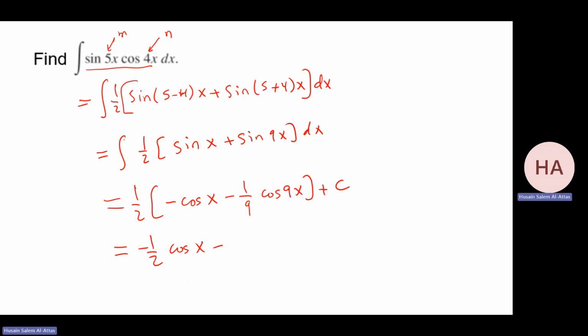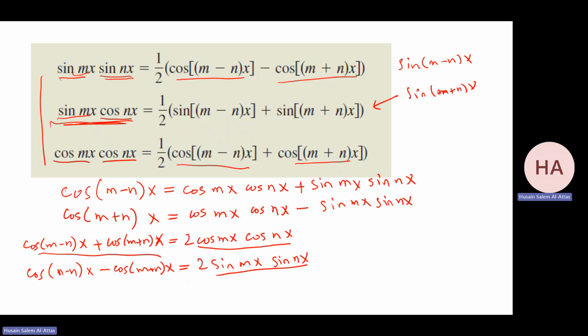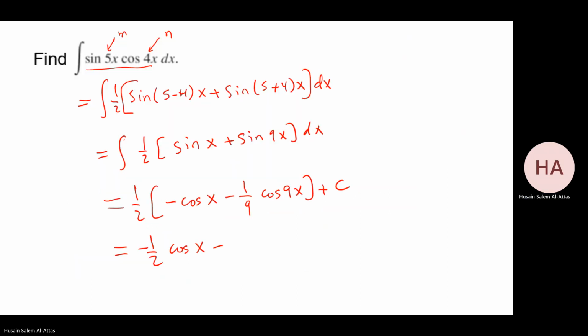Is it sine the sum or sine the difference? It will be sine the sum. Yeah. So that should be minus 1 over 18 cosine 9x plus c. What is this one? Yeah, good.